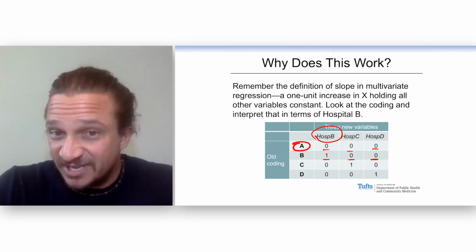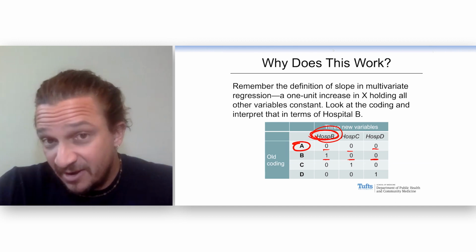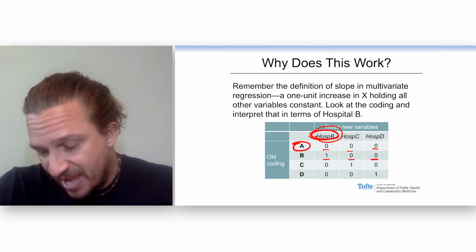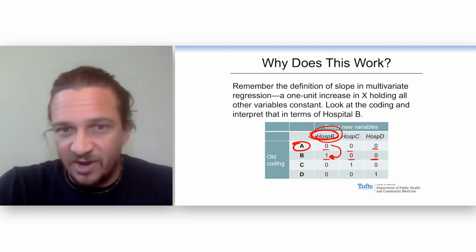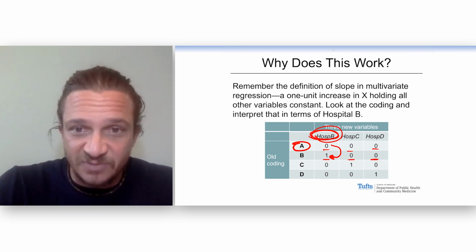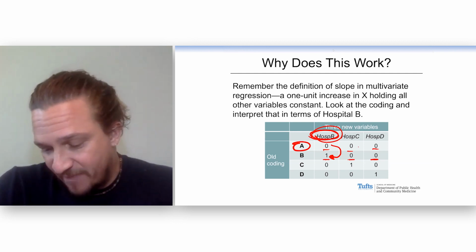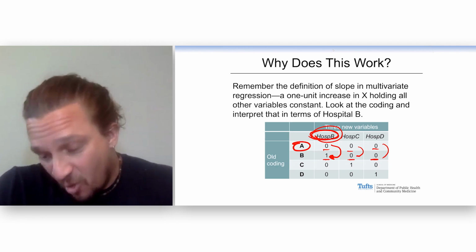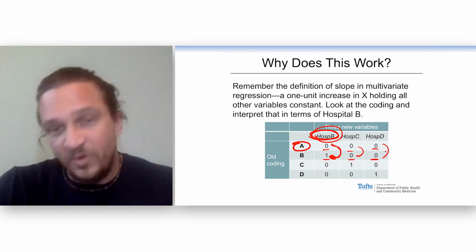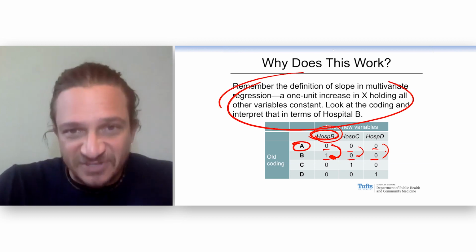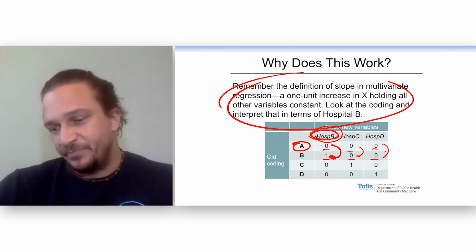And if you look closely, this new variable, hospital B, relative to babies who are born in A, we see, well, what do you know? A 1 unit increase in hospital B. And what happens here is the same. What happens here is the same. A 1 unit increase in hospital B holding the other variables constant, that's the definition of a slope. And that's why this works.